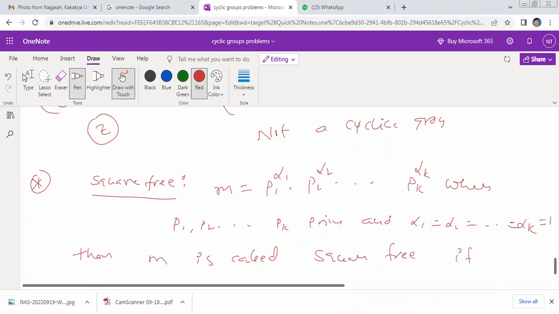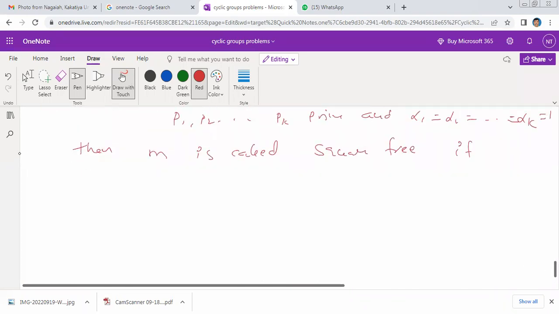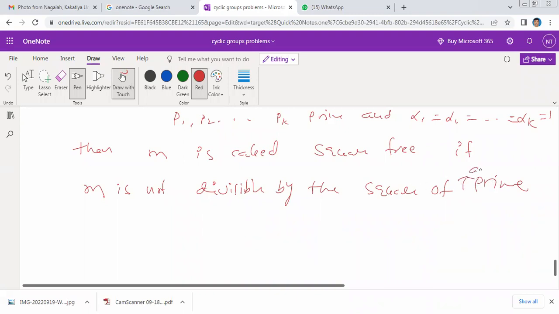If m is not divisible by the square of any prime number. Right? This is the definition.